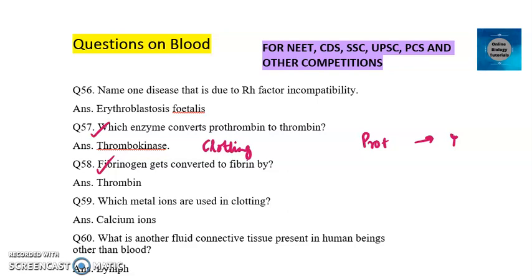Question number 60. What is another fluid connective tissue present in human beings other than blood? So the answer is lymph. And lymph flows in the lymphatic vessels. Which organ system is formed by the flow of lymph, lymph nodes, and lymph vessels? It is the lymphatic system.